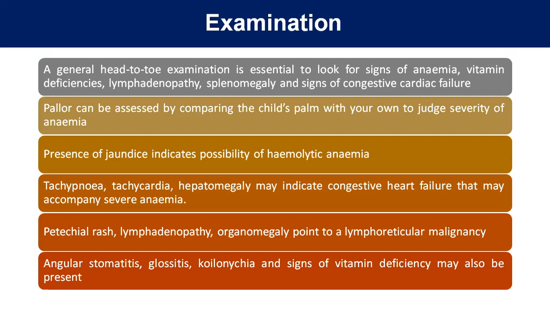We have to see for presence of jaundice, which will indicate the possibility of hemolytic anemia. We have to look for tachypnea, tachycardia, hepatomegaly, which may indicate congestive heart failure that may accompany severe anemia. Any petechial rash, any lymphadenopathy, any organomegaly will point to an underlying lymphoreticular malignancy. We have to check for angular stomatitis, glossitis, koilonychia, and signs of vitamin deficiency, which might also be present.